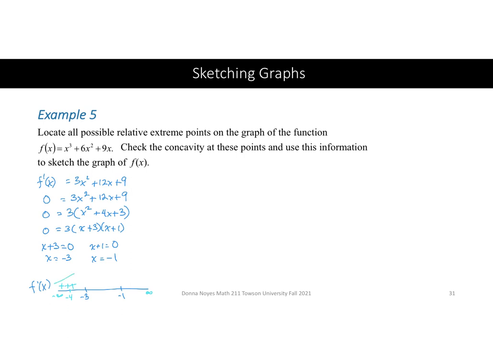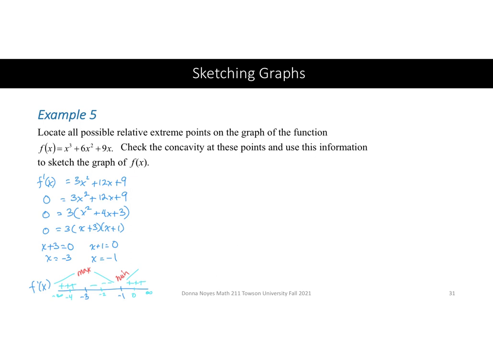If we were to plug in a value between negative 3 and negative 1, like say negative 2, we would get negative 2 plus 3 is a positive 1. Negative 2 plus 1 is a negative. Positive, positive, negative gives us a negative. And then likewise, we could just pick 0 out here. So when we plug it in, we're going to end up with positive, positive, positive. So it's going to be positive. So we can see that we're probably going to have a local max at x equals negative 3 and a local min at x equals negative 1.